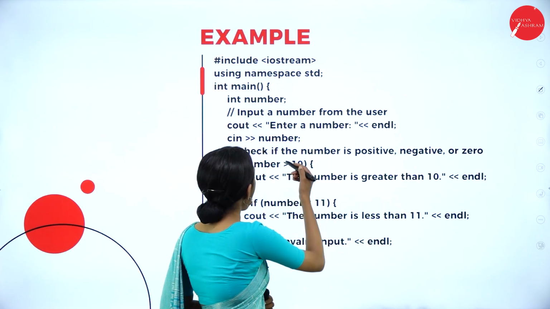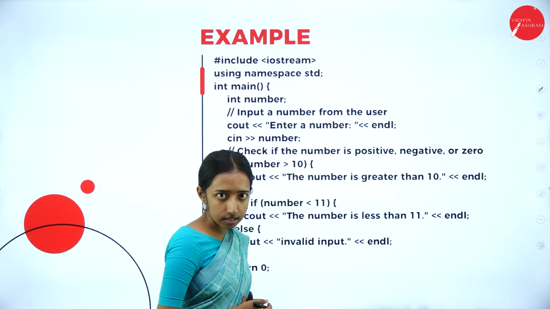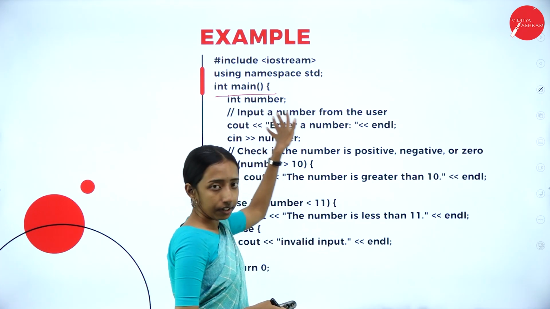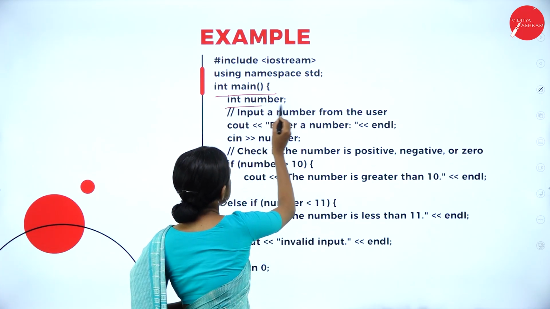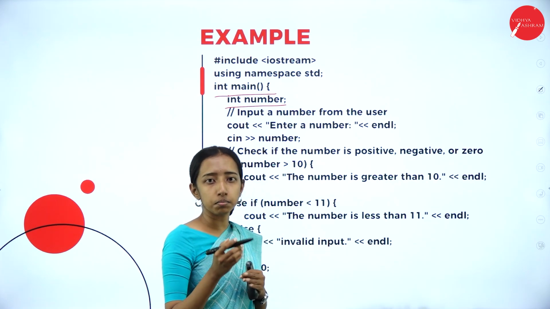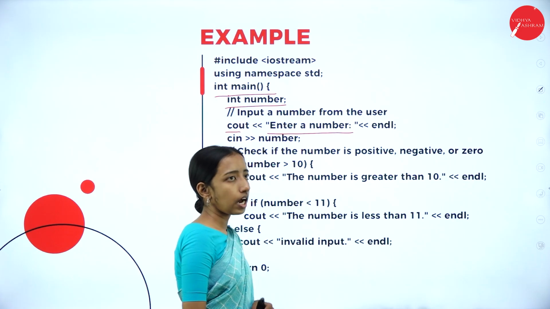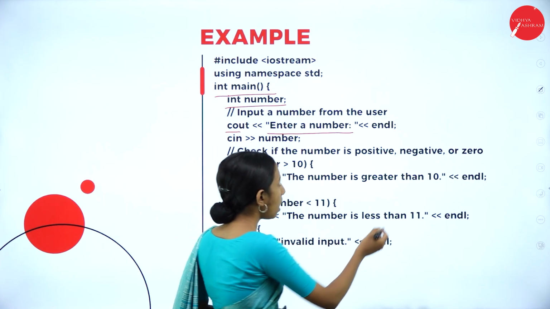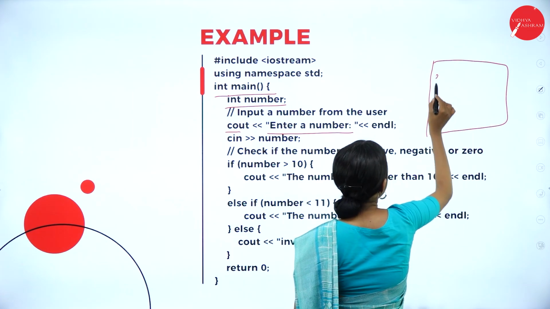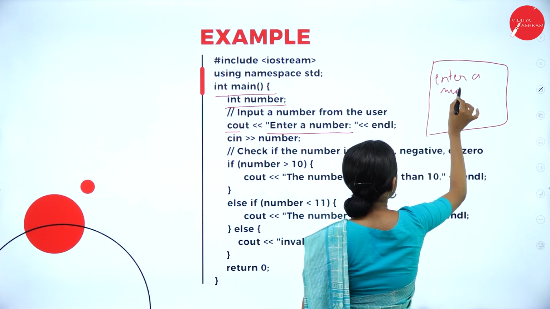So here I have taken #include iostream, using namespace std and int main. So int main, int number. I have taken the data type called int and a number variable. Cout, enter a number. I am asking the user on the output screen to enter a number.